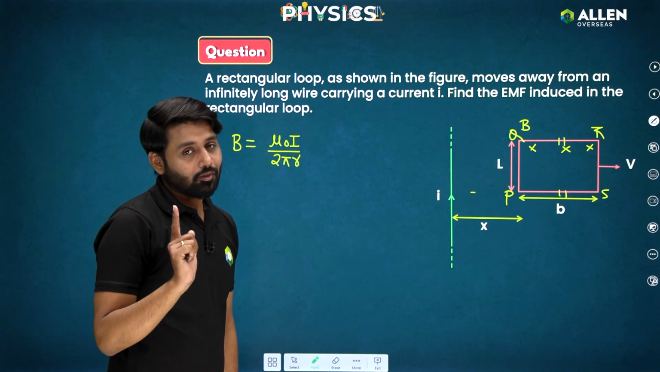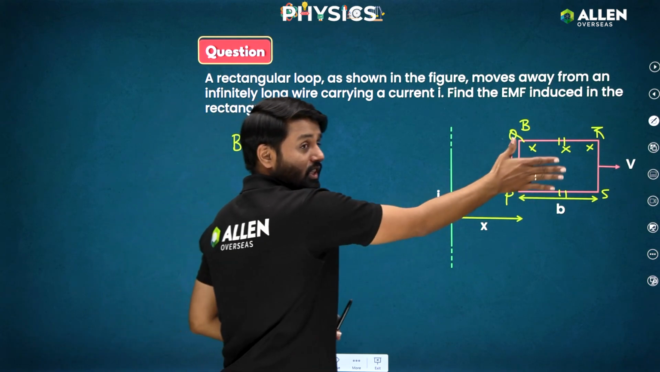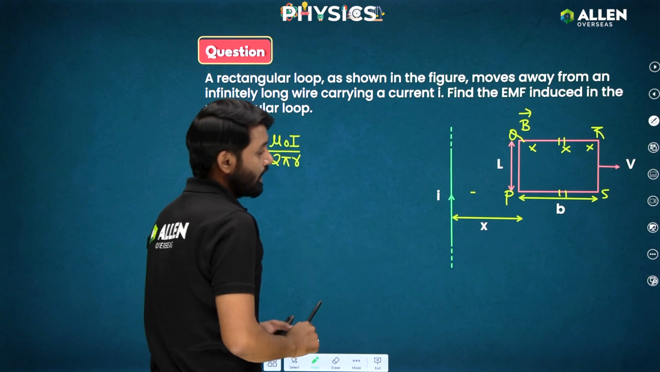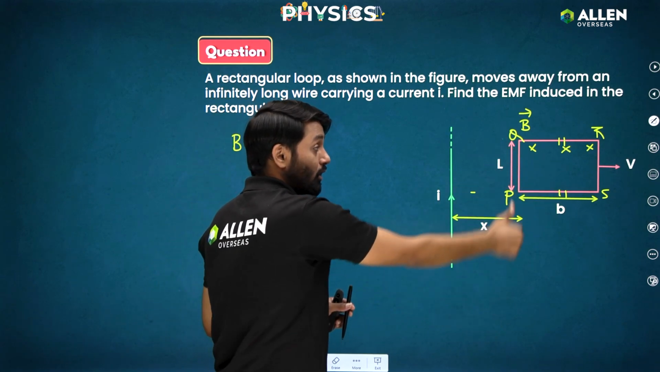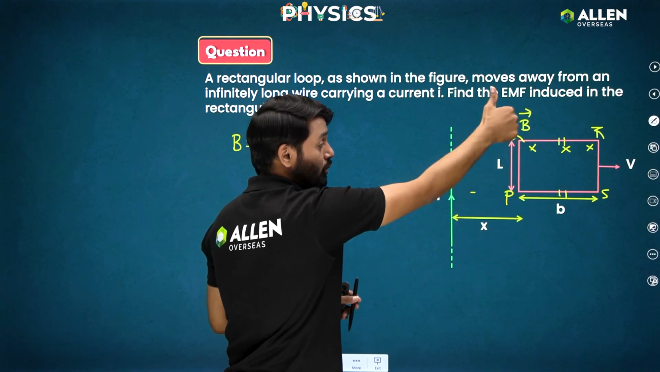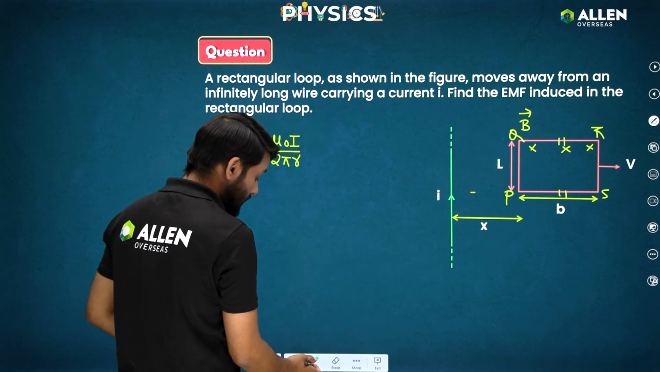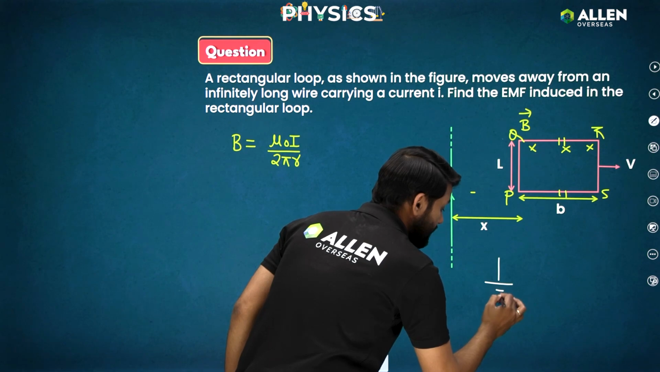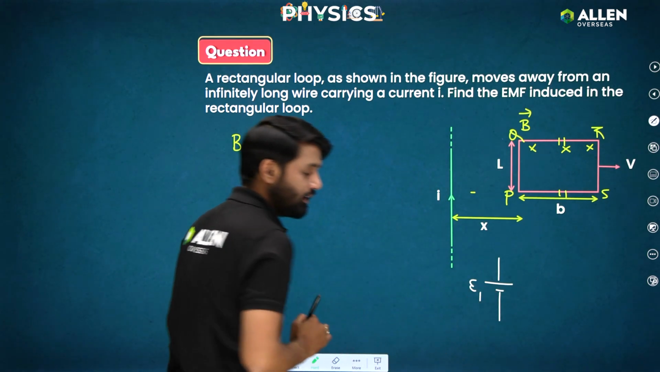And what about direction? V cross B. So V is in this direction, B is inward. This is your B vector. So the direction of induced EMF, meaning the direction of positive polarity, is like this. So I am representing this by E1. I am giving the name E1, right?